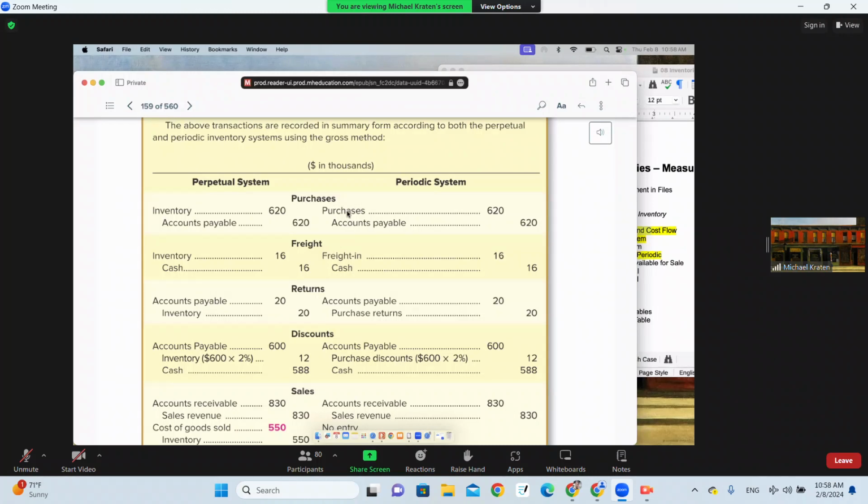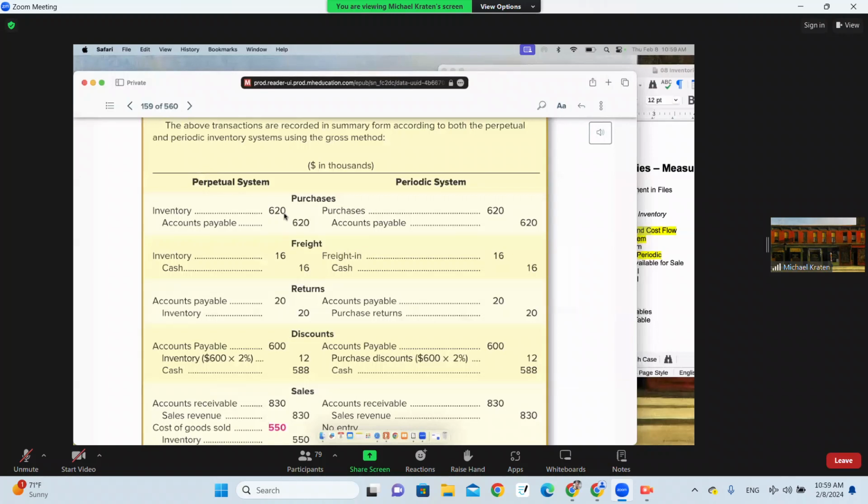The number in the debit, 620, is exactly the same, but the debit does not say, I am debiting an account called inventory. The debit says, I am debiting an account called purchases. Well, what are you purchasing? Inventory. Okay, so this account right here in the periodic system, purchases, is purchases of inventory. It is an asset. It's just like the debit to inventory in the perpetual system. It's just a different word.